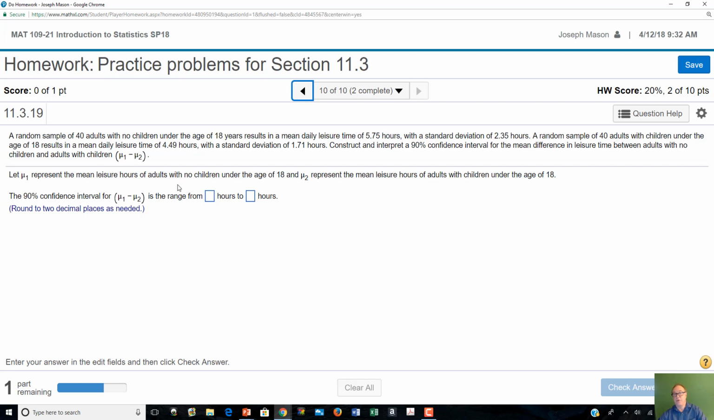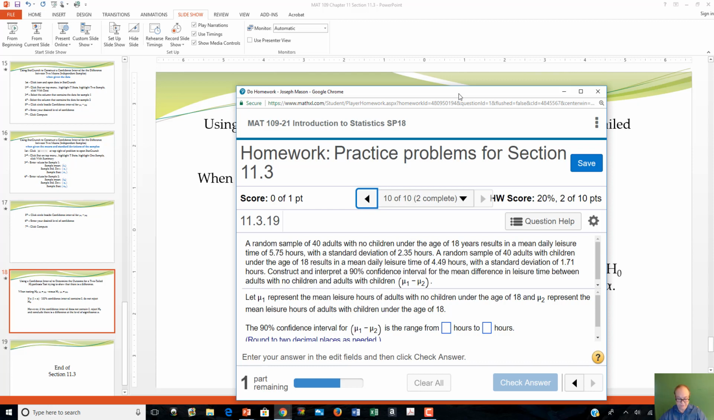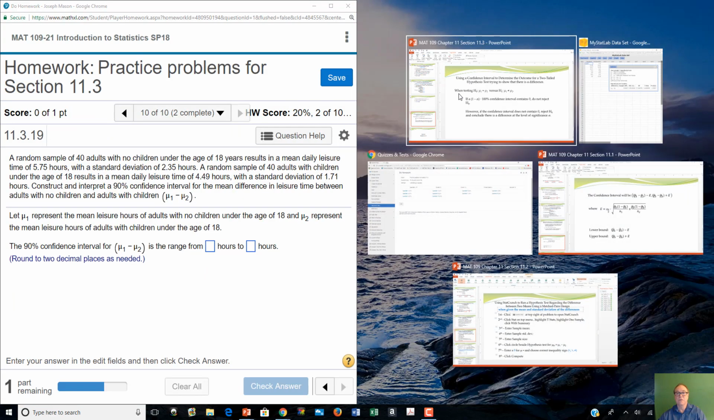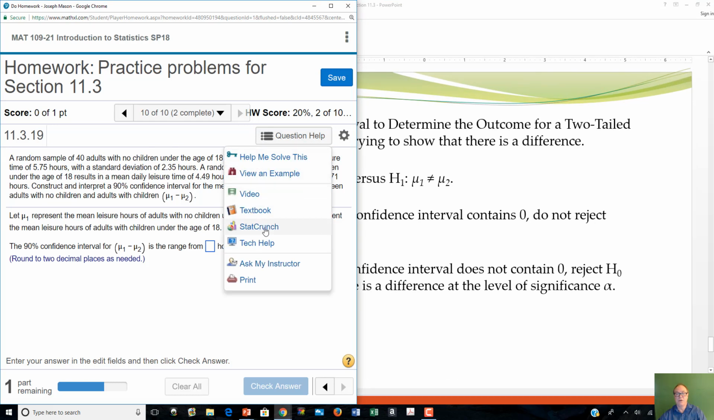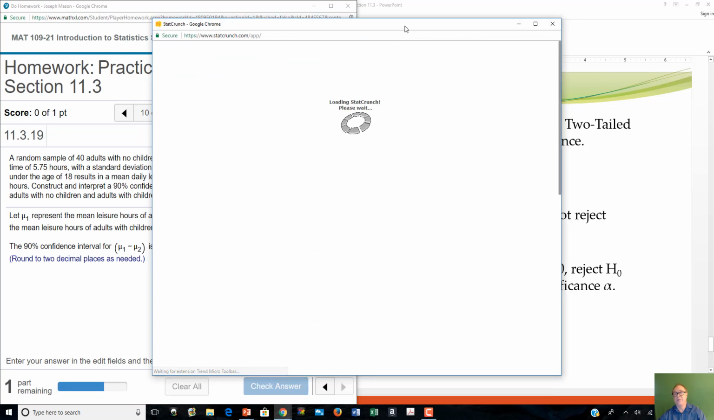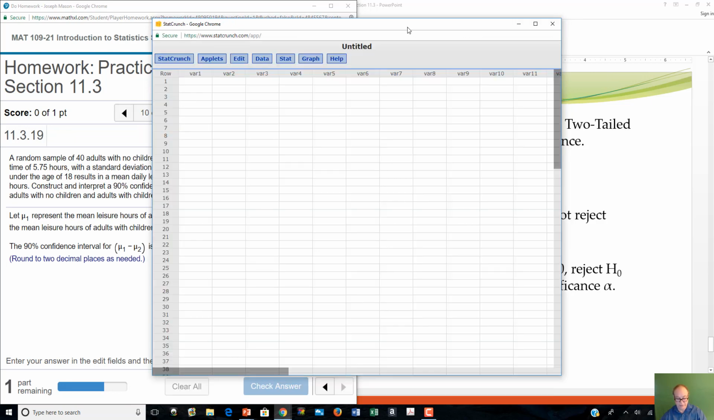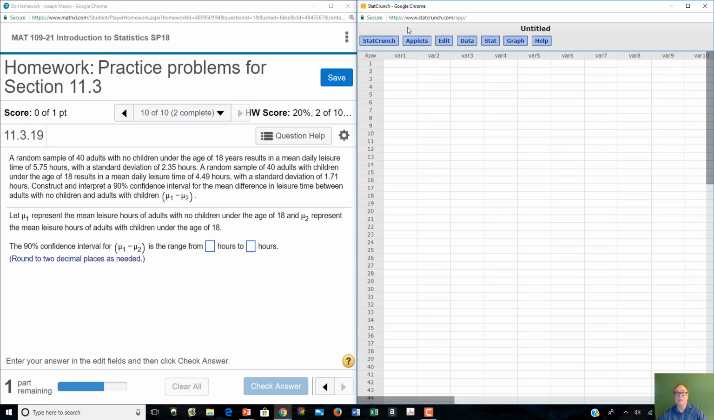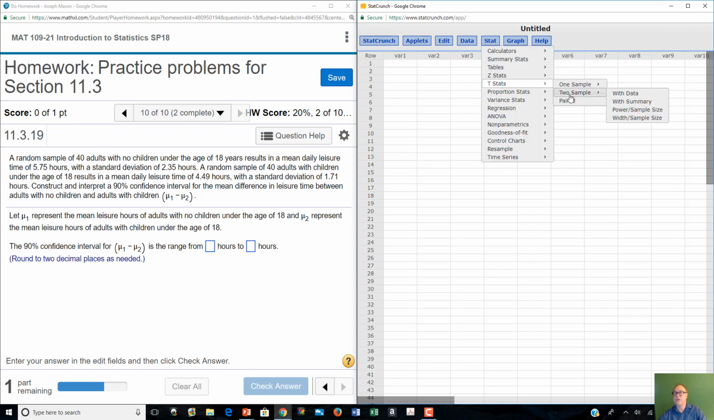So what we would do, we're given the summary. We know the means and the standard deviations. So let me shrink this down, pin it to the left, and let me open up StatCrunch. Pull it out of my window, pin it to the right. Now, I'd click Stat, T-Stats, 2 samples with summary.